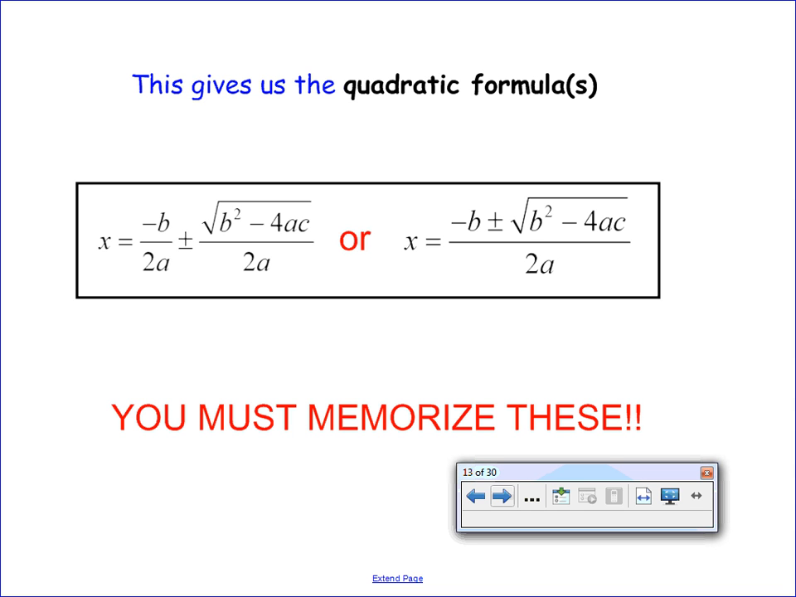So let's go ahead and check out the formula and see how it works. X equals opposite of b over 2a, plus or minus the square root of b squared minus 4 times a times c, closed radical, all over 2a. Equivalently, and lots of textbooks have it this way as a single fraction, opposite of b plus or minus the square root of b squared minus 4ac, all over 2a. Both of these are equivalent and correct.